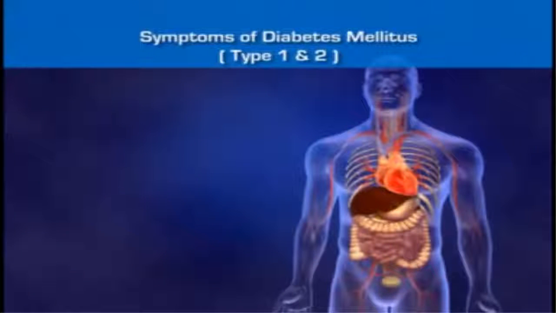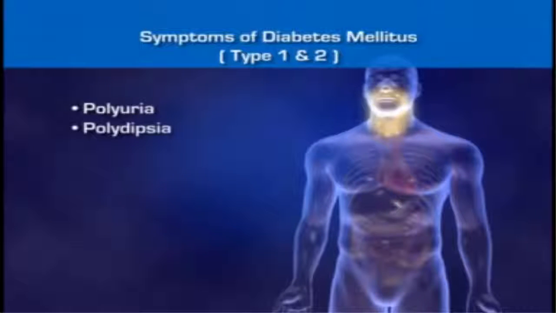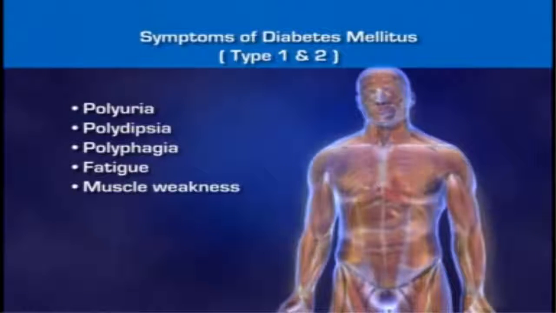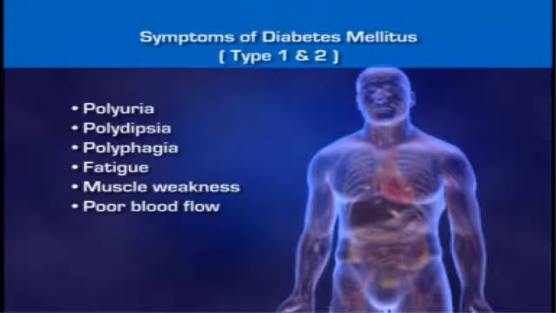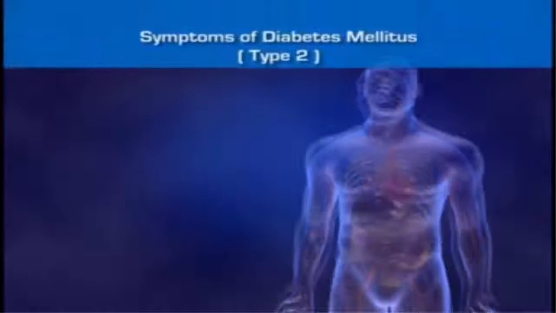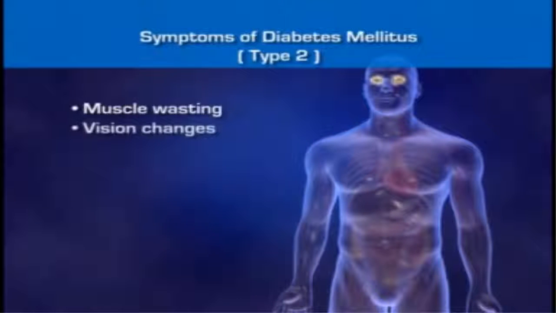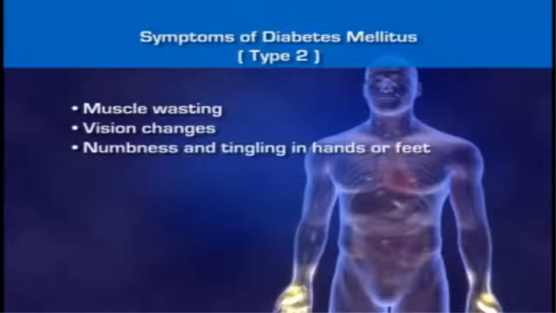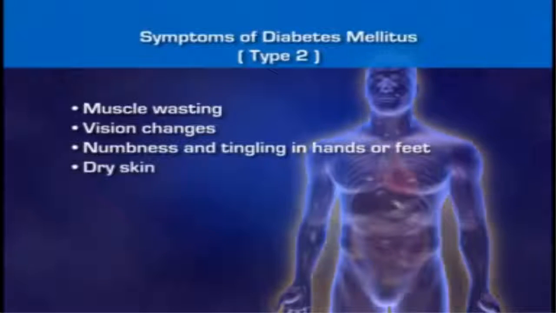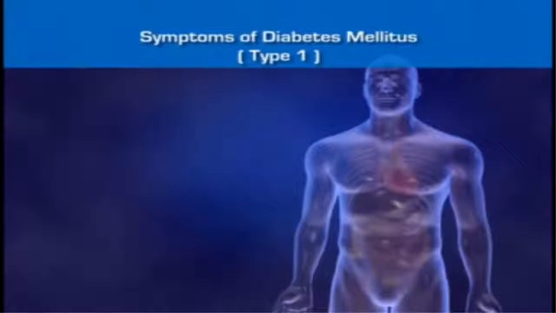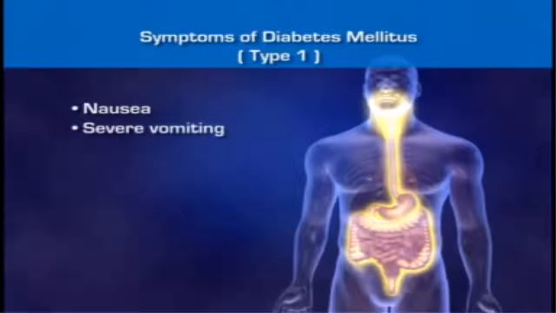Symptoms of type 1 and type 2 diabetes mellitus include the 3 Ps: polyuria, polydipsia, and polyphagia, which is excessive hunger. Other symptoms include fatigue, muscle weakness, and poor blood flow, which leads to further fatigue. Type 2 diabetics may also present with other non-specific symptoms, including muscle wasting, vision changes such as blurring, numbness and tingling in hands or feet, dry skin, and skin lesions that are slow to heal. Type 1 patients may also experience nausea, severe vomiting, or abdominal pains.